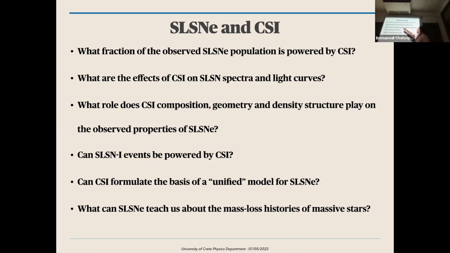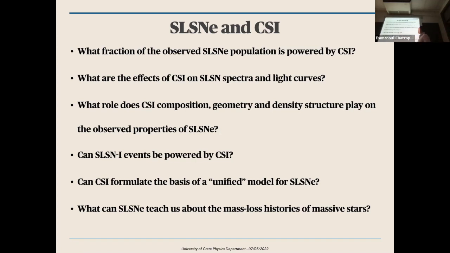What are the effects of circumstellar interaction on the spectra of superluminous supernovae? How does the composition of the circumstellar environment, geometry, and density affect what you see as a light curve? Can hydrogen-poor events, which do not traditionally show clear signs of interaction, actually be powered by interaction? You just don't see it if the conditions are not right to create emission lines.